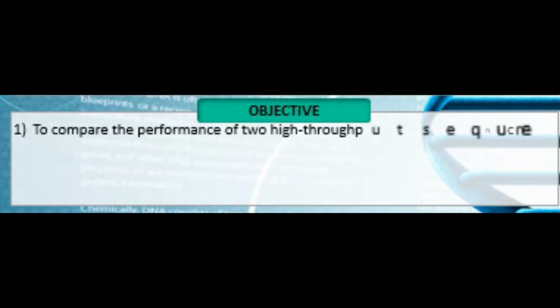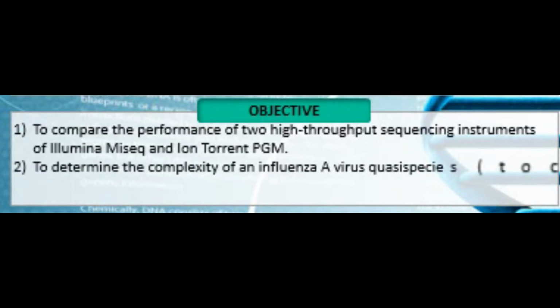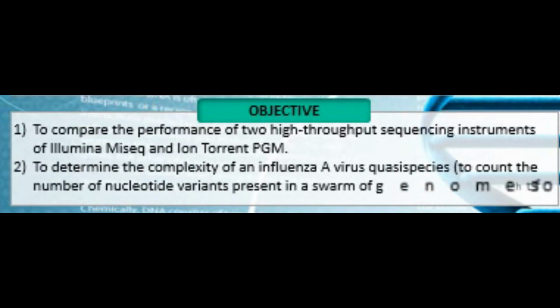There are two main objectives in this study. The first one is to compare the performance of two high-throughput sequencing instruments, which are the Illumina MiSeq sequencing and the Ion Torrent PGM semiconductor sequencing. The other one is to determine the complexity of an influenza A virus quasi-species, which means to count the number of nucleotide variants present in the swarms of genomes of the virus.